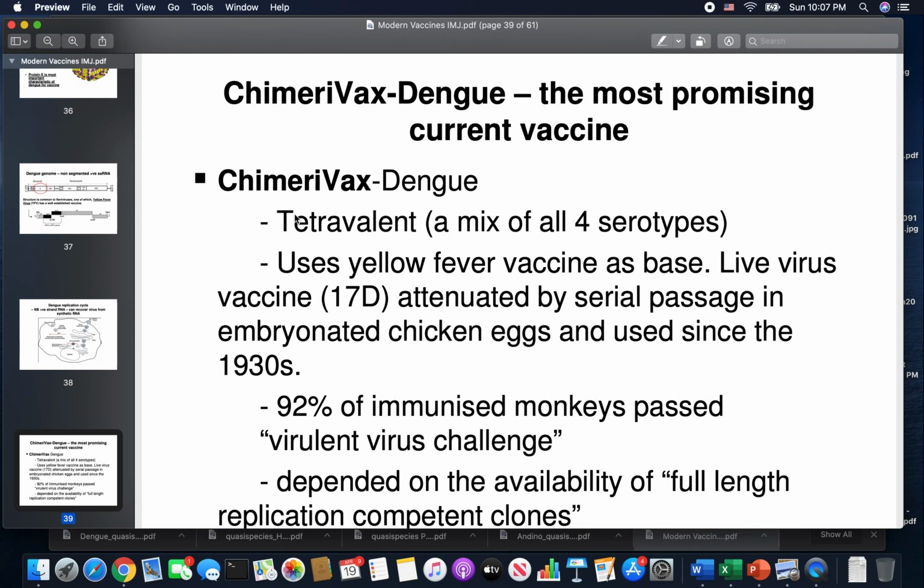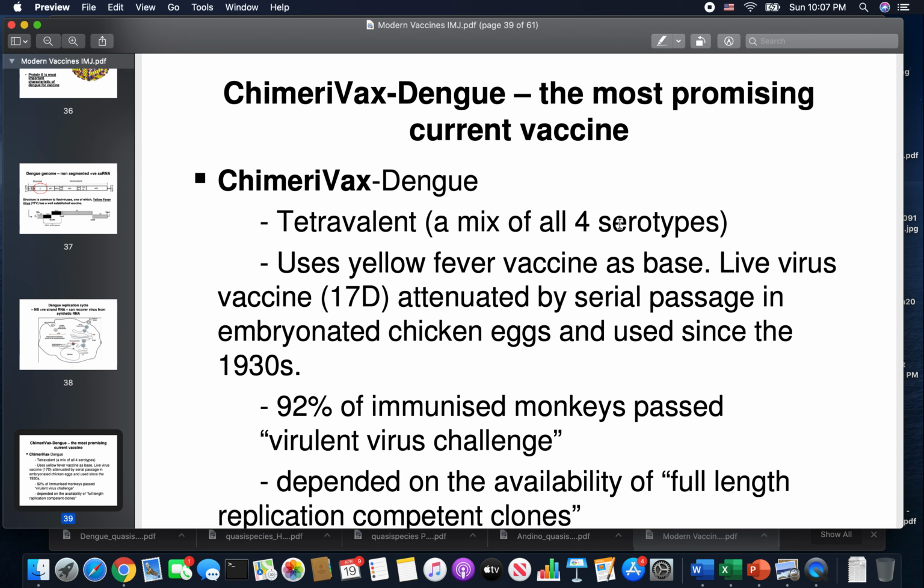And so this chimeric dengue vaccine is actually called Chimera VAX. And it is the most promising current vaccine. It's actually being used pretty widely in the world. And so, the current version, the best version of Chimera VAX is actually tetravalent.